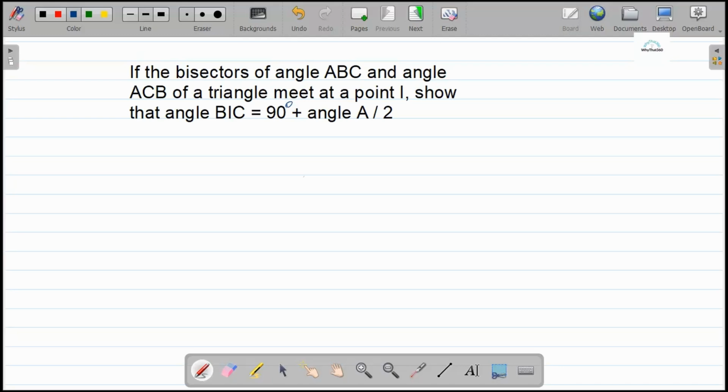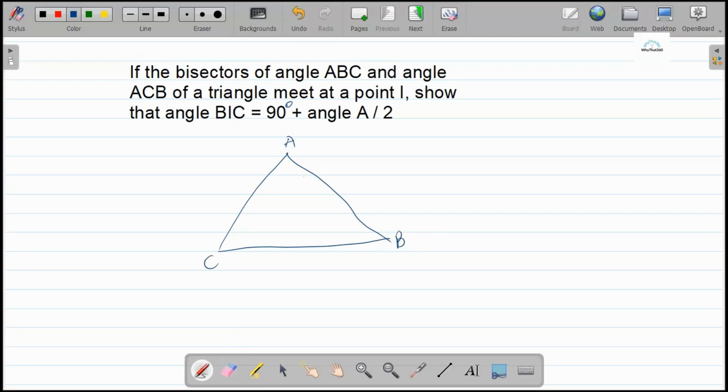To solve this, I will just make a rough sketch of the problem. So I'm going to draw a triangle. After that, we will look at a proper one and see how we are going to solve it. So let's assume this is a triangle ABC. I'm just going to label here A, this side B, and this side C.